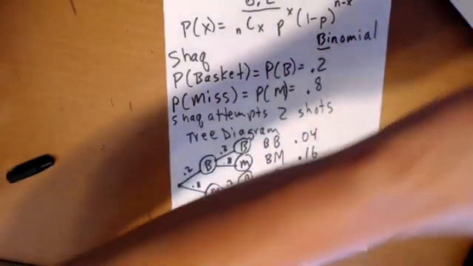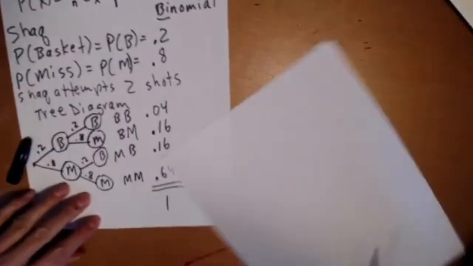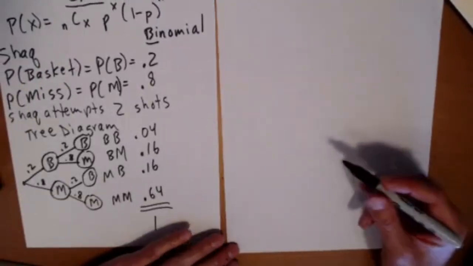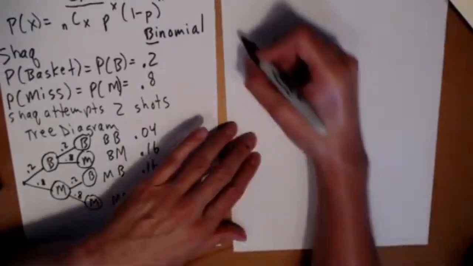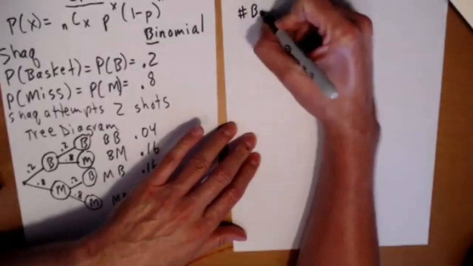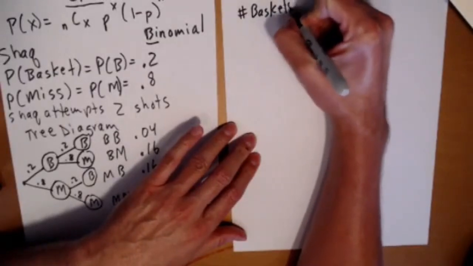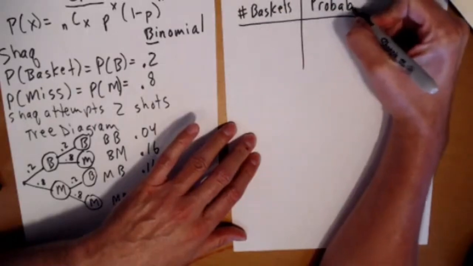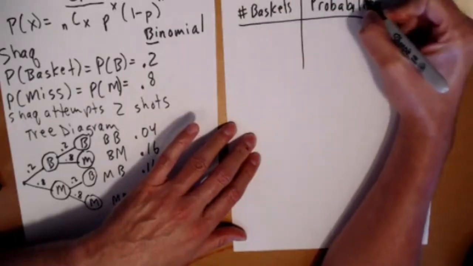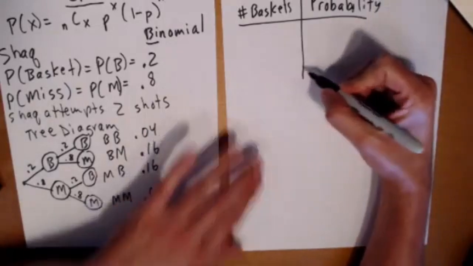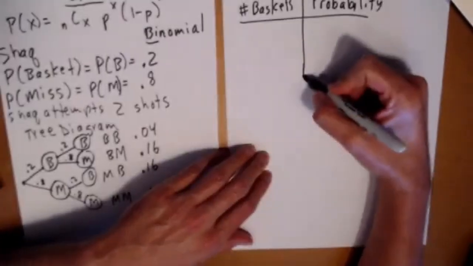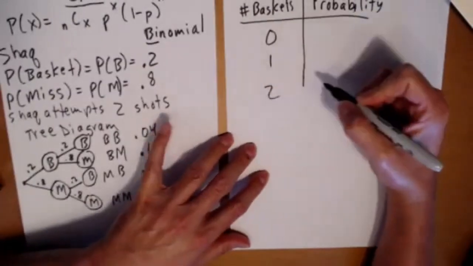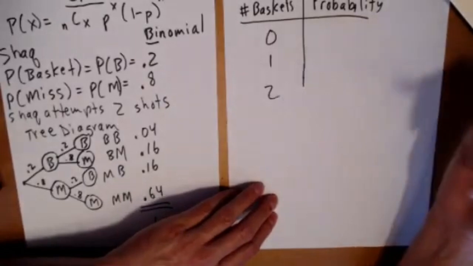Okay. So, let's see. Let's make a little table of this. Number of baskets and the probability. So he's attempting 2 shots. So here's the tricky part. We always forget about 0. So 0, 1, or 2. If you attempt 2 shots, you can make none, you can make 1, you can make 2.